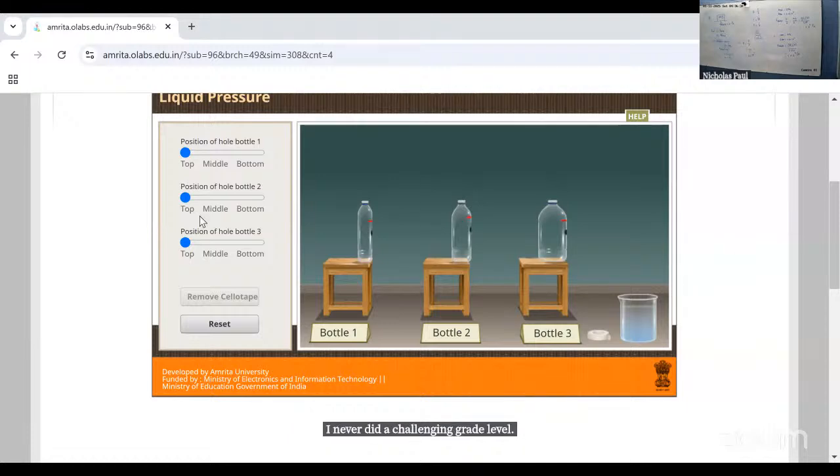All right, let me see here. Position of bottle A, B, C. We saw the water coming out. Tap the water there. And things change in there.